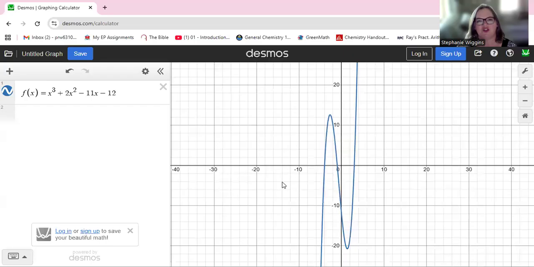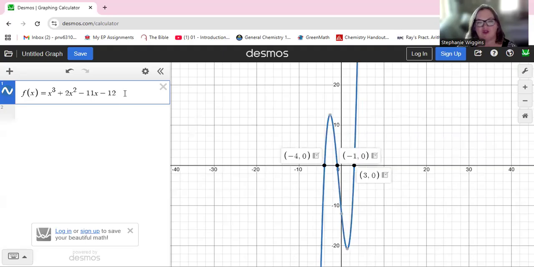Here's an example of a polynomial function. It's a cubic polynomial because it has degree 3, and the leading coefficient, again, is 1. Notice that it crosses the x-axis in 3 places. At -4, 0, that's one x-intercept. Another x-intercept is -1, 0, and then also 3, 0. So we have 3 x-intercepts, and from these x-intercepts, we can go ahead and find the factors.